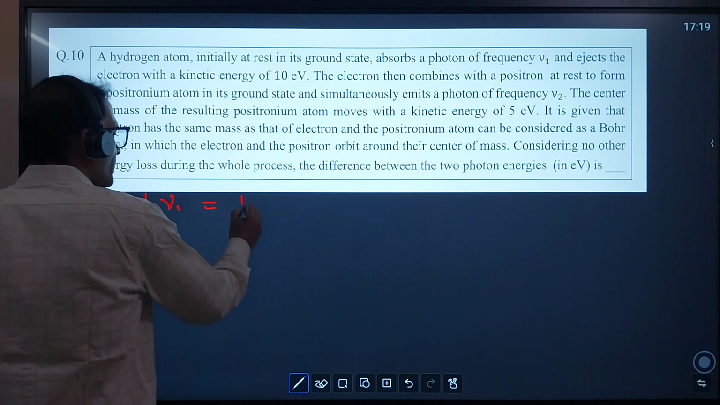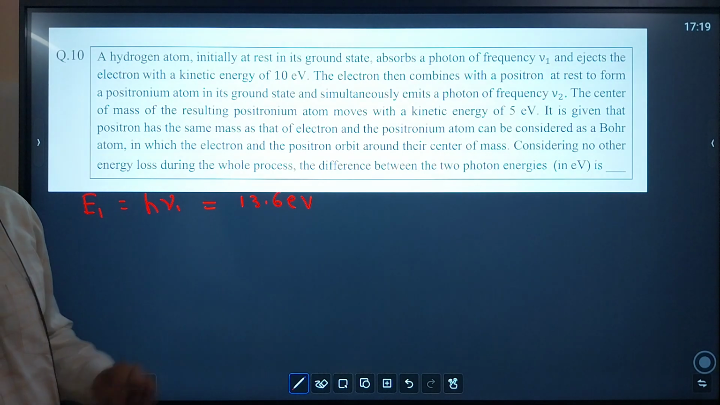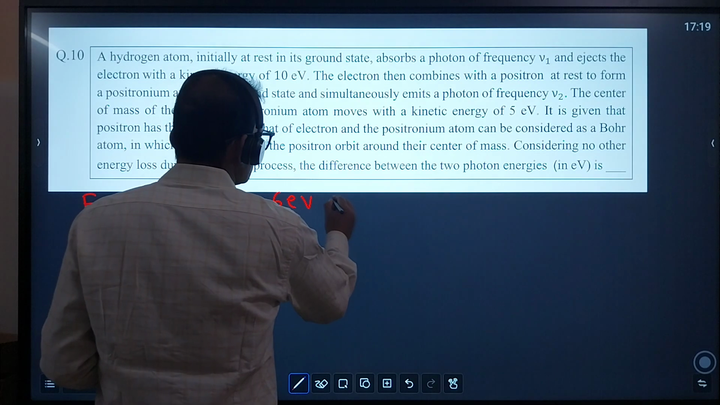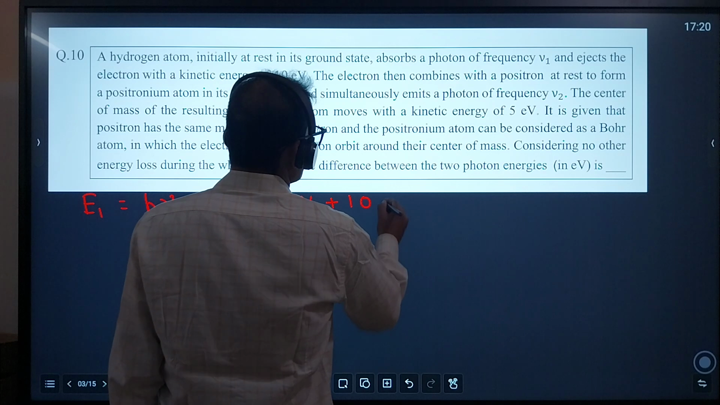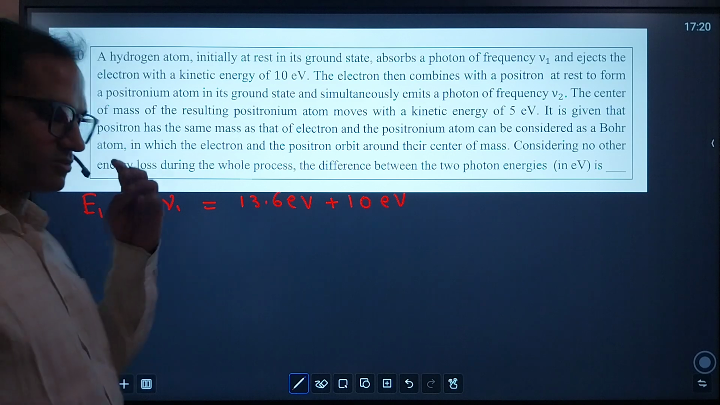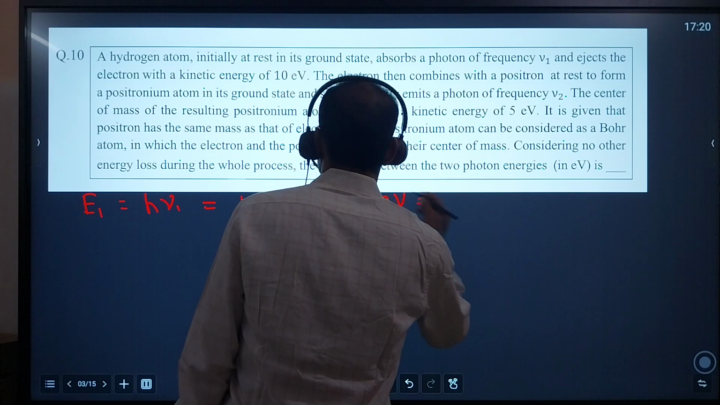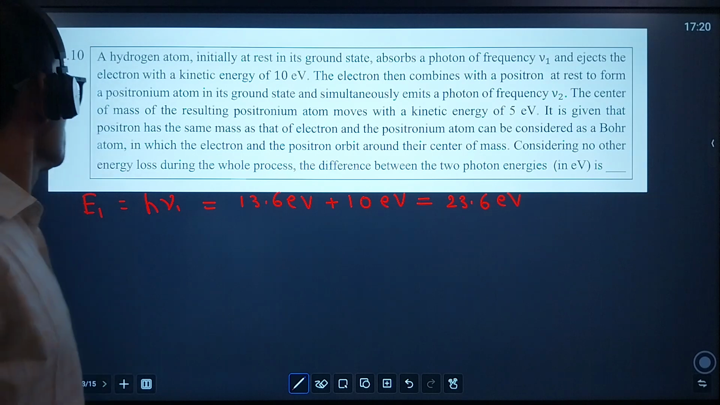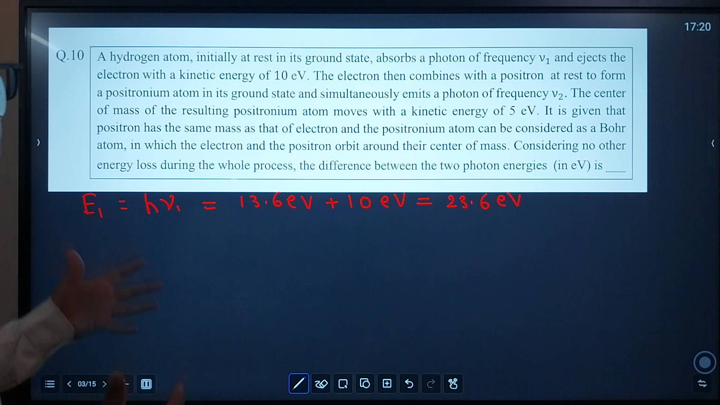So how much energy does this photon have? First of all, to ionize the hydrogen atom you require 13.6 electron volt, plus you are giving some kinetic energy to the electron as well, and that kinetic energy is 10 electron volt. Got it? We will need this in the question, so that is why I am doing it. So first, E1 is 23.6 electron volt. Now what is happening?